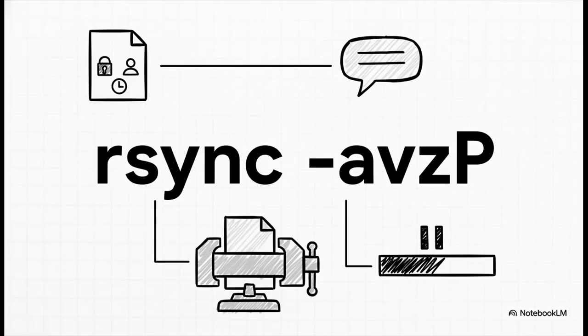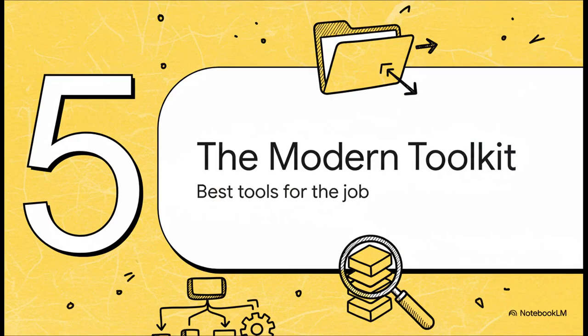So, what's the command you need to remember? Honestly, 99% of the time, it's just this. rsync -avzp. Let's break that down real quick. The a is that same awesome archive flag we saw with cp. v is for verbose, so you can see what's happening. z adds compression on the fly, and p is amazing. It gives you a progress bar and the ability to resume. It's the whole shebang, the complete package. Just memorize this one.